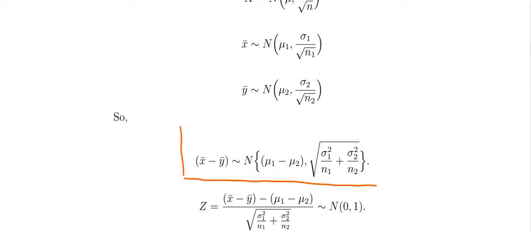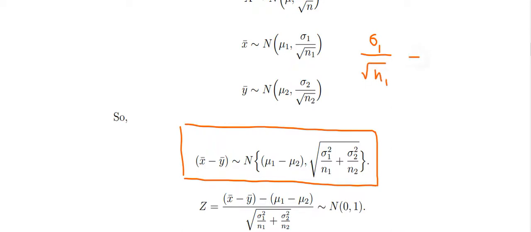So x bar minus y bar follows a normal distribution, and the mean becomes mu1 minus mu2. But for the standard deviation, we cannot use minus. The mean can be subtracted, but the standard deviation we cannot.